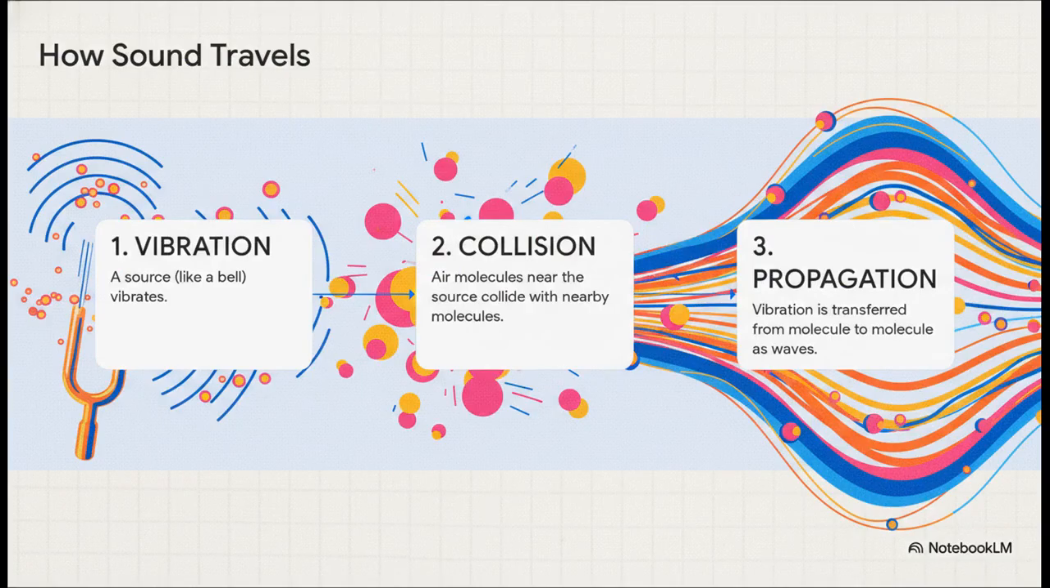So how does this energy travel? Well, check this out. It all starts with a vibration. That vibration makes the particles right next to it start to vibrate too. Then those particles bump into their neighbors and so on and so on. It's like a domino effect that carries the energy outwards in a wave.